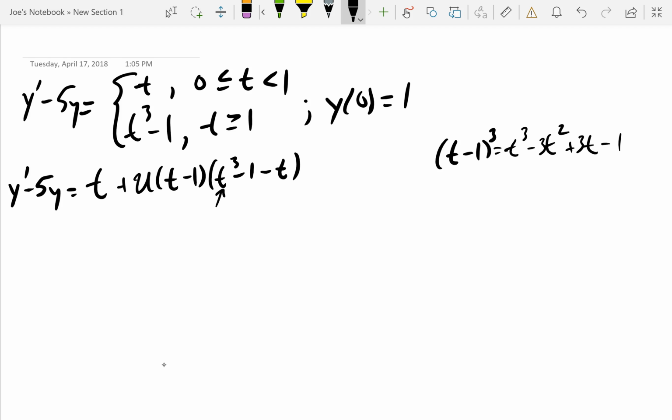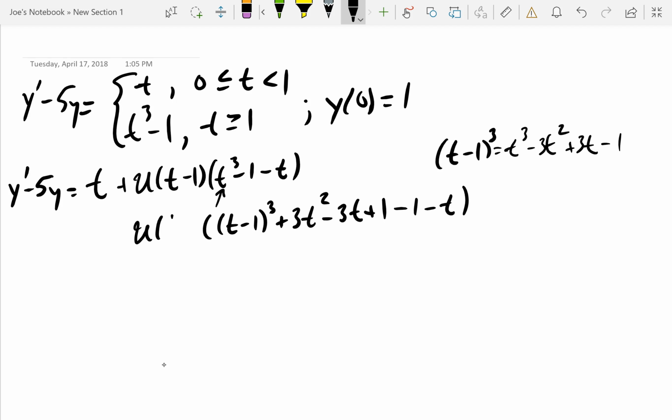So if I want to replace this with t minus 1 cubed, remember when I multiply that out, I got a minus 3t squared and a plus 3t and a minus 1. I'm going to have to add those back to make sure we keep everything equal. Plus 3t squared minus 3t plus 1. And then I've got a minus 1 and a minus t here. So, again, this is all side work, because I still have to get this back up here times this unit step function. I'm going to go ahead and just write it here.